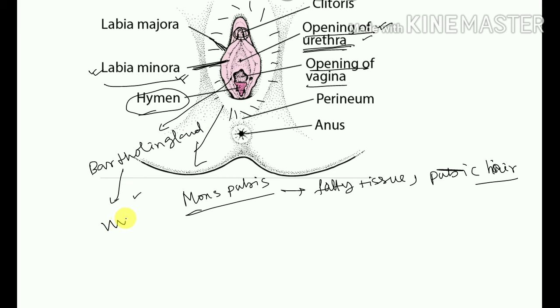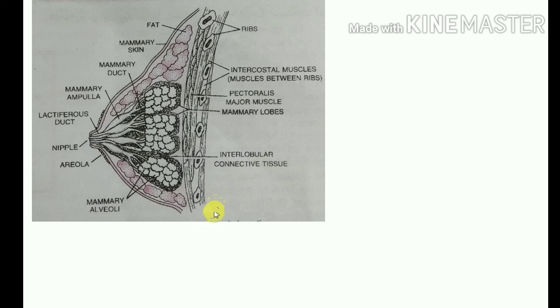This gland secretes mucus which lubricates the vagina. Another part of the female reproductive structure is the mammary gland, as it nourishes the baby. The mammary gland is undeveloped until puberty. After puberty it starts to develop, and at the apex of the mammary gland there is a nipple. Around the nipple there is a dark pigmented area called the areola, which is composed of sebaceous glands.